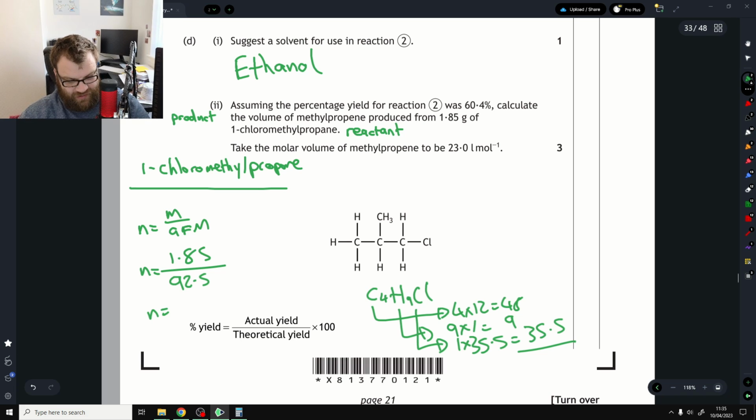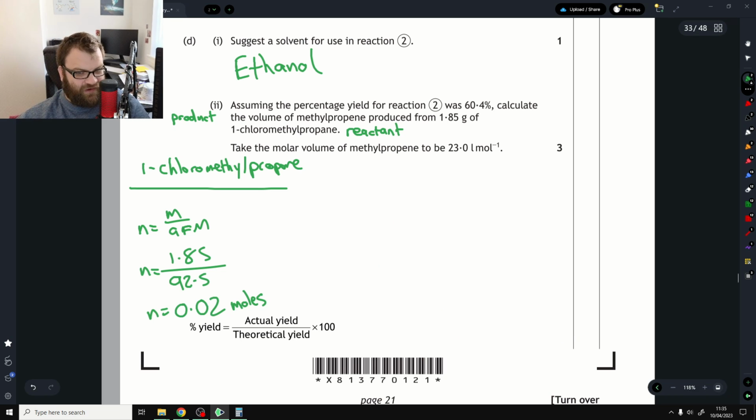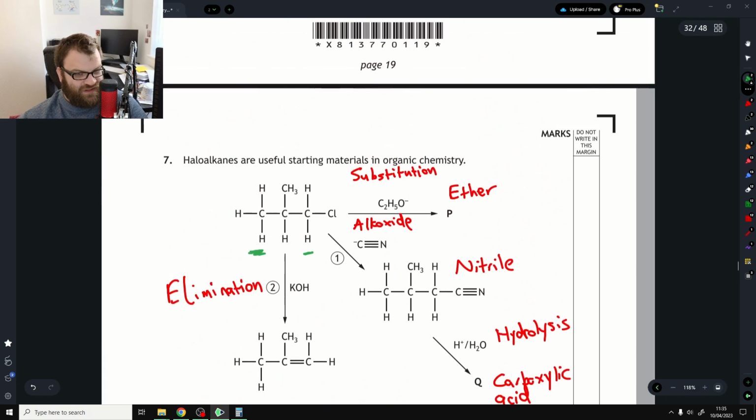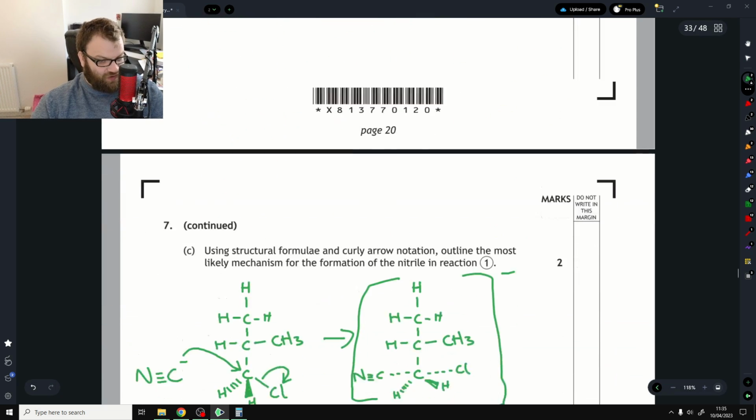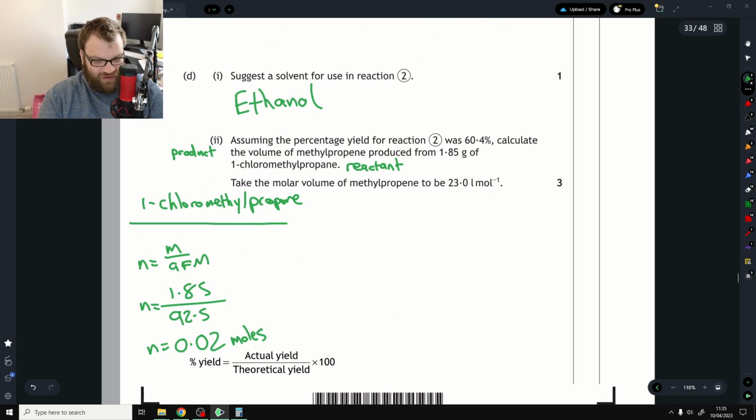And working out our number of moles, which is 0.02. Next, we need to think about our ratio between our two chemicals. But in this one, we're going to have a 1-to-1 ratio because we're making the carbon-to-carbon double bond by eliminating hydrogen and chlorine. So 1-to-1 ratio, this means that we will also make 0.02 moles of methylpropene.